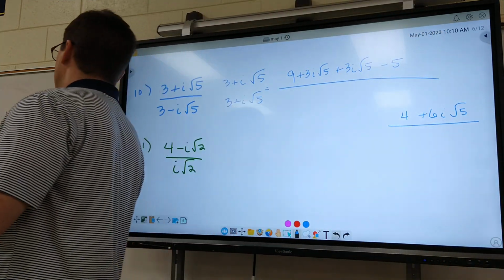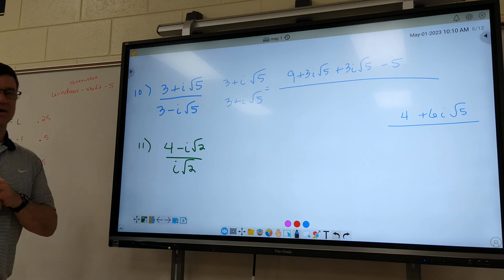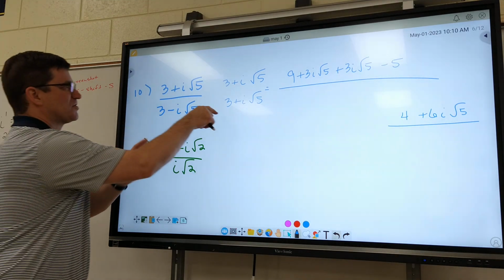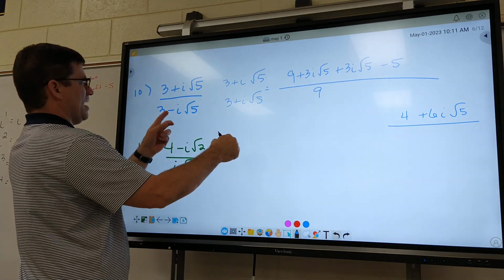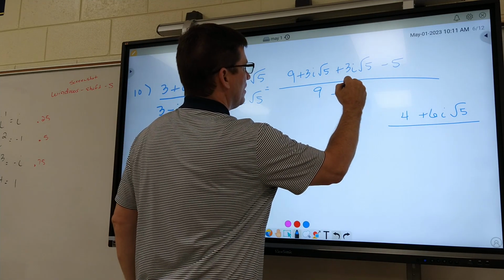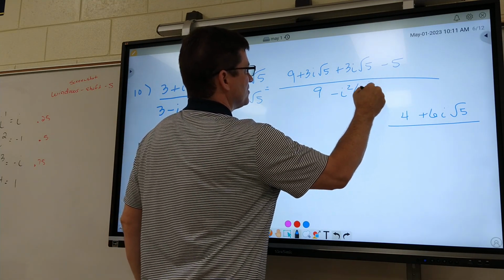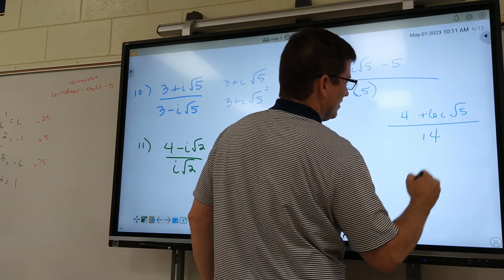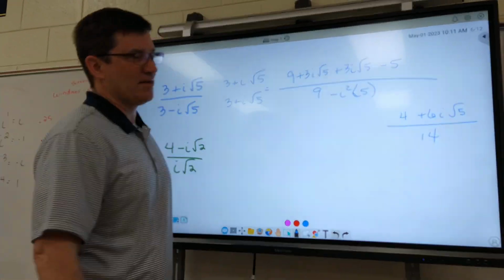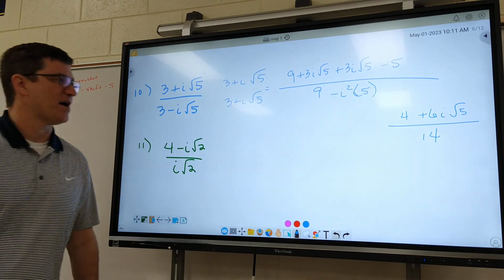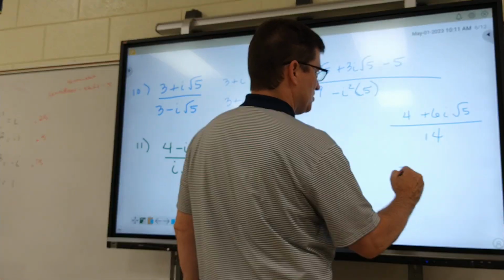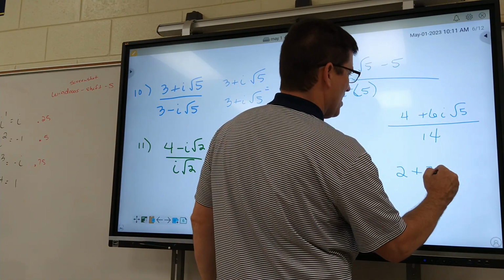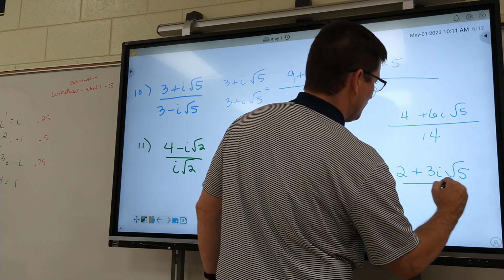All right, now the bottom should be much easier because we can skip a lot of it. 3 times 3 is 9. I got a minus i squared and a 5. So that is 9 plus 5. Is that 14? Yes. So now, what do I divide everything by here? 2. So final answer should be 2 plus 3i root 5 over 7.